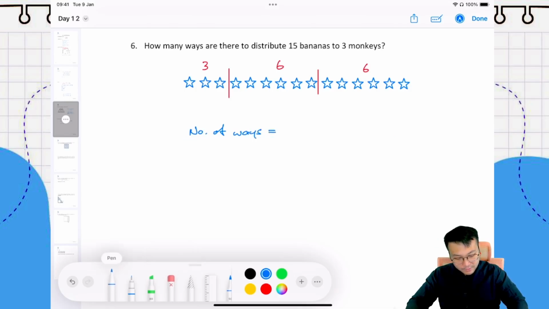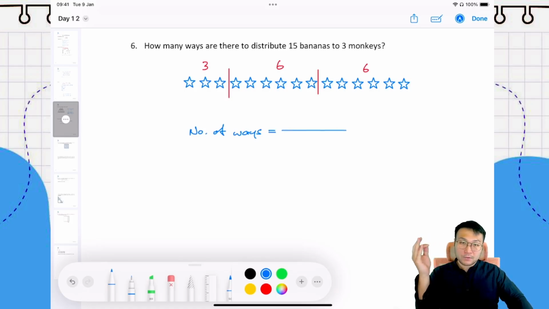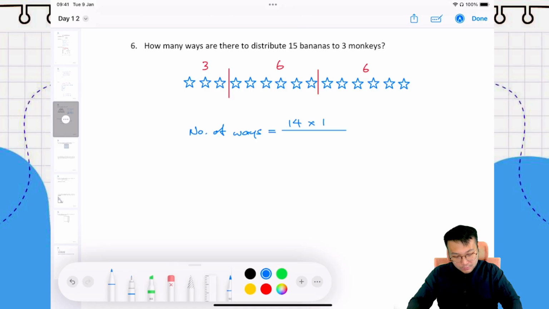Okay, so number of ways. You've asked yourself, how many places can you place your first bar? There are 14 spaces for you to draw your first bar. So let me write 14. Then after you draw your first bar, you are left with 13 spaces, 13 gaps. So there are 13 places that you can draw your second bar.